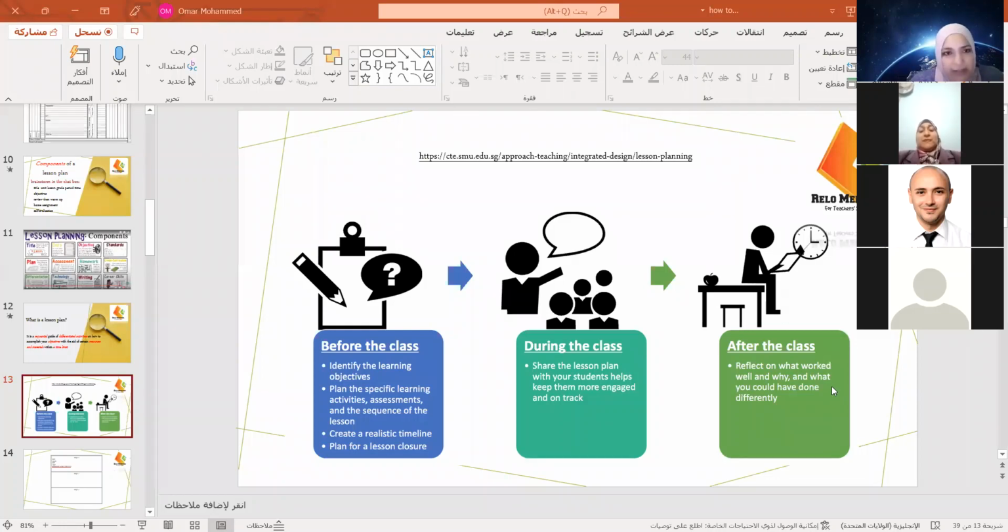So we should divide our paper into 3 stages, and we are going to talk now about the first stage, which is before the class. Look at before the class: we have to identify the objectives. What are the objectives for our lesson? And then according to these objectives, we are going to design activities, assessment, and the sequence of the lesson. This is the first part in a lesson.